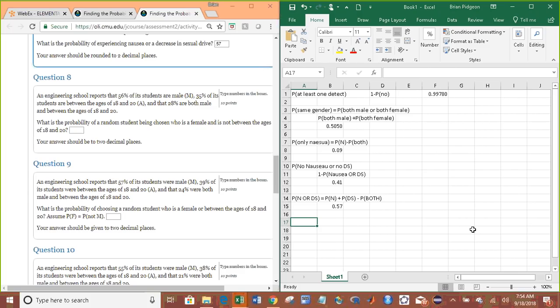So what we can do for this is we can just say this is equal to, we want the probability of female and not 18 to 20. Well, this can be thought of as 1 minus the probability of not male or 18 to 20. So if you're female and not 18 to 20, that's going to be 1 minus the probability of male.